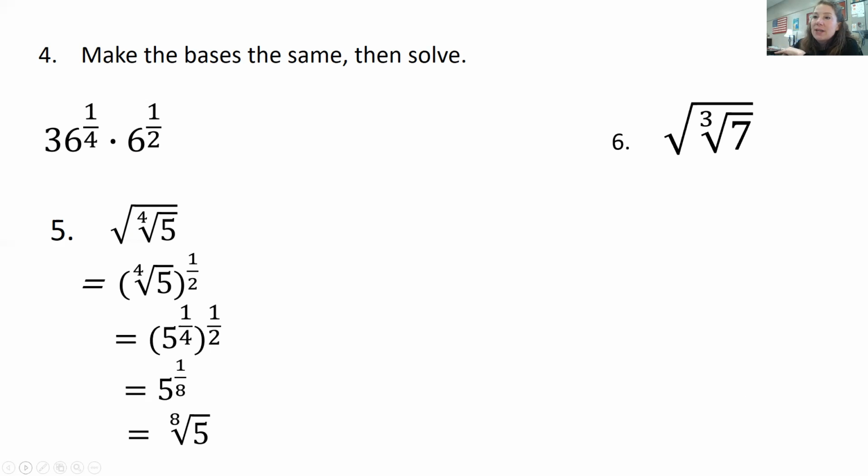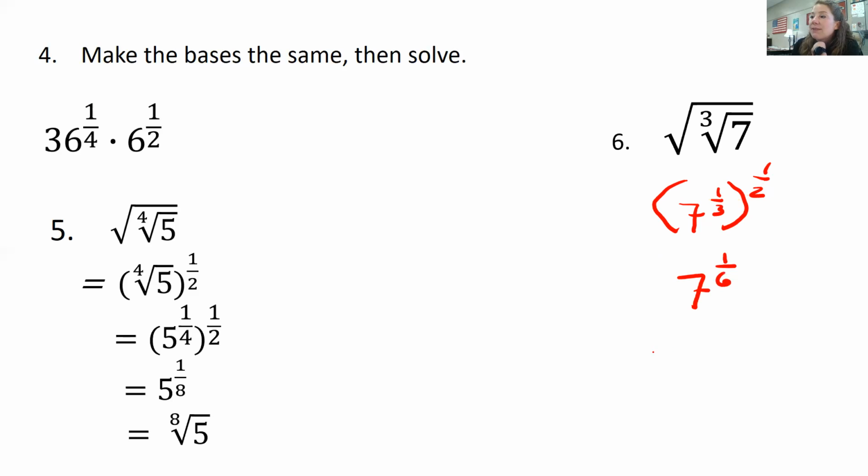So let's take that example and try number 6. So number 6, same thing. We're going to ignore that huge exponent at first, and we're just worried about the cube root of 7. So we're going to think of that as 7 to the 1/3 power, and then the square root of that is a number raised to the 1/2. So now we have 7 to the 1/3 raised to the 1/2. So what do we do with those two exponents? Power raised to a power, we multiply them. So 1 times 1 is 1, and 3 times 2 is 6.